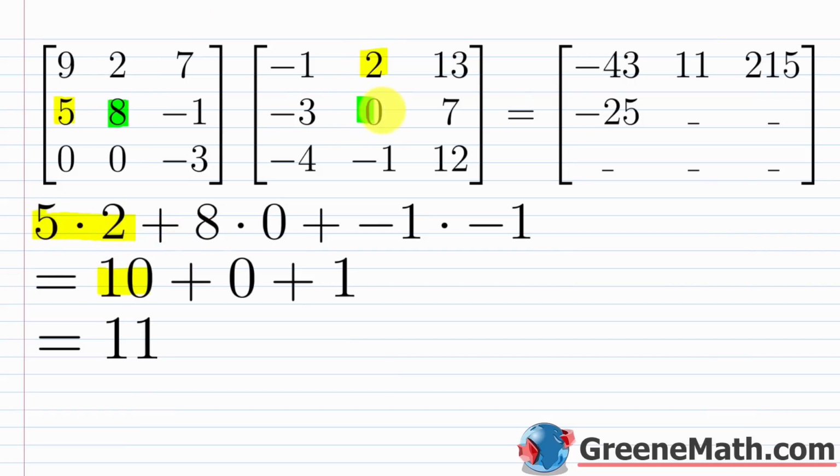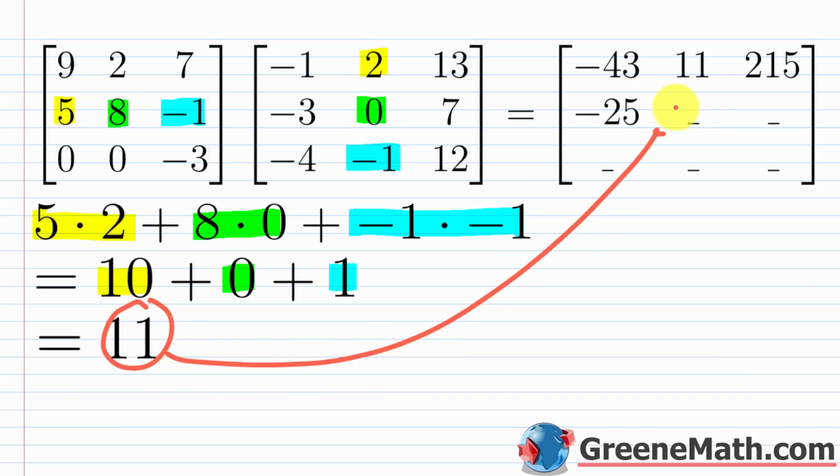Slide down, we're going to do 8 times 0. 8 times 0 is going to give me 0. And then we're going to do negative 1 times negative 1. So negative 1 times negative 1 is 1. So go through and find the sum. 10 plus 0 is 10, plus 1 is 11. So this 11 right here is going to go right there.